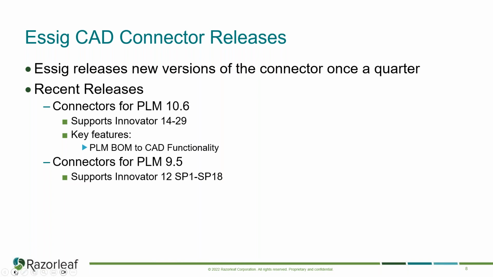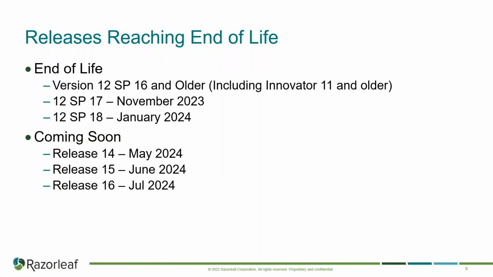Really no major updates on this slide since our last Tech Tuesday. All versions of 12 SP18 really are now past their end of life date. So if you're currently running a version older than 12 SP18, or really 12 SP18 or older, feel free to reach out to us at Razorleaf, reach out to Aras, get into the upgrade queue so we can move you on to a newer version.